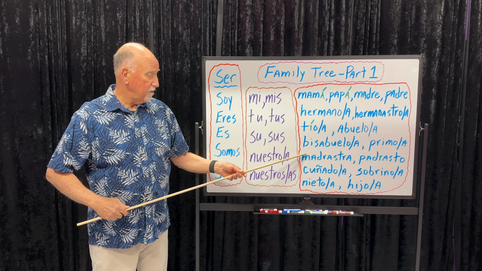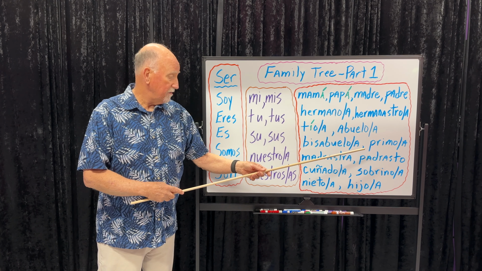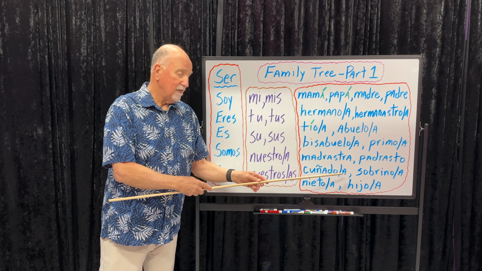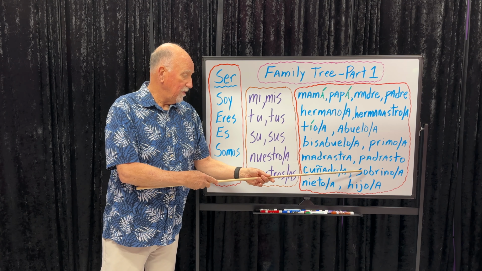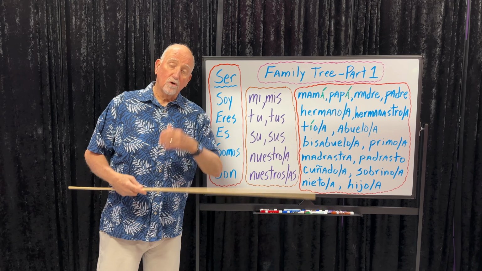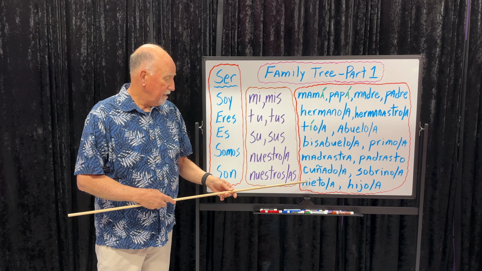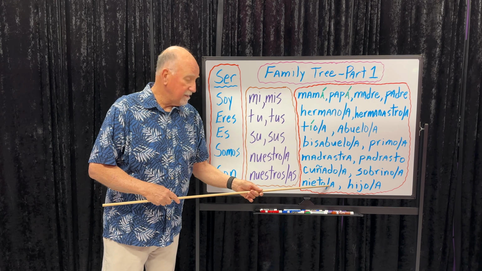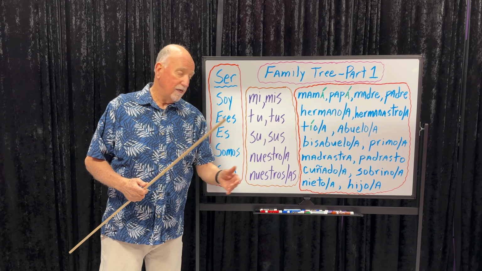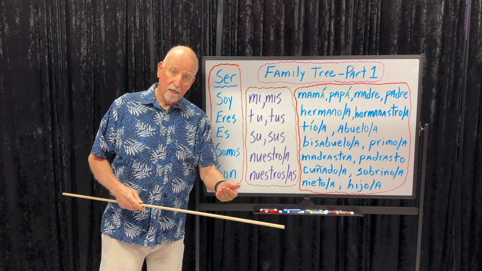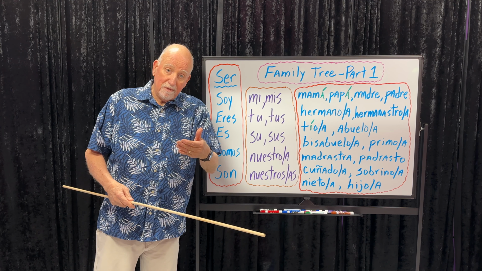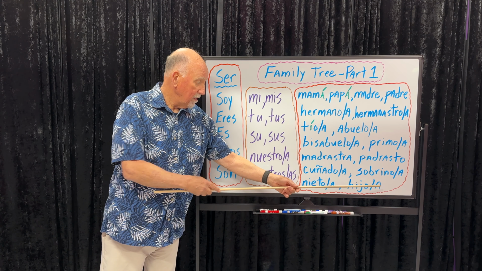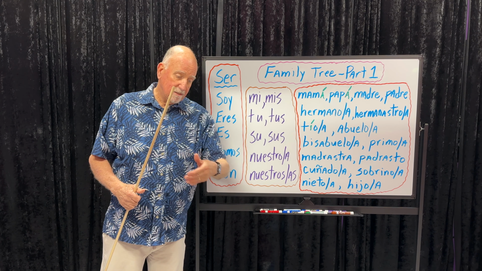Madrastra, stepmother. Padrastro, stepfather. Cuñado, brother-in-law. Cuñada, sister-in-law. Sobrino, nephew. Sobrina, niece. Nieto, grandchild or grandson. Nieta, granddaughter or grandchild. Hijo, son or child, like my child, es mi hijo. And hija would be daughter or child. She's my child, es mi hija.